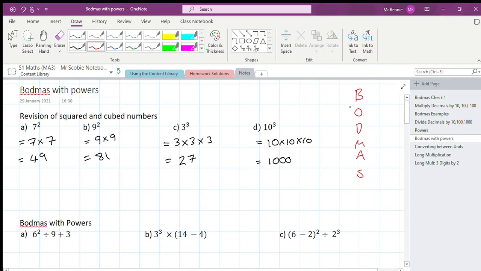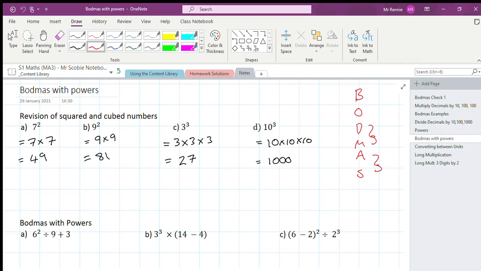So what we do is if there's any brackets, we have to deal with the brackets first. If there's any powers, we deal with them second. Then we look at if there's any divide and multiplication, so we do them at the same time. And then at the end, we look to see if there's any add or subtract. So that's the order in which we do this. We do brackets first, any power second, then any division, multiplication, add or subtract.